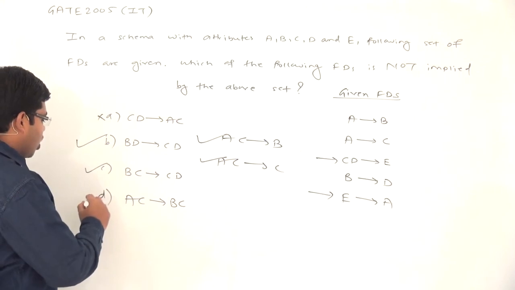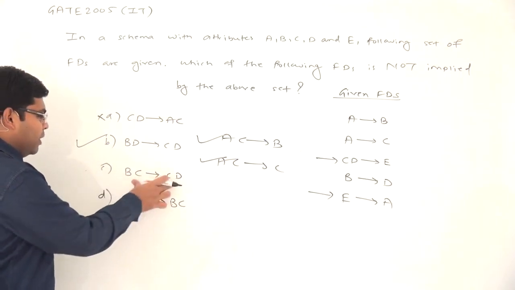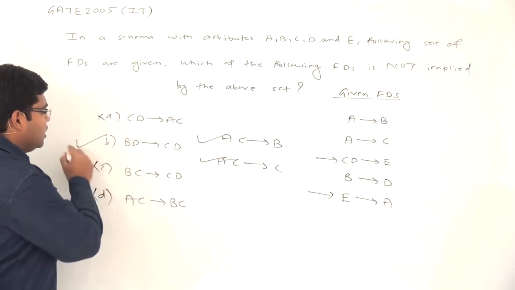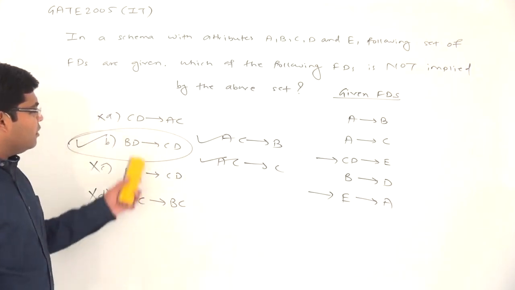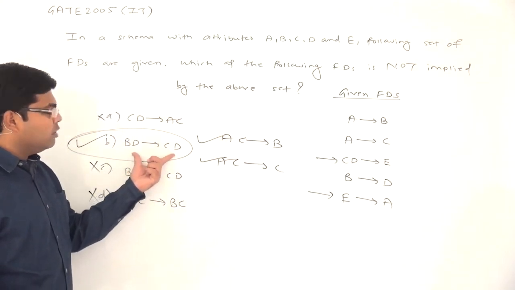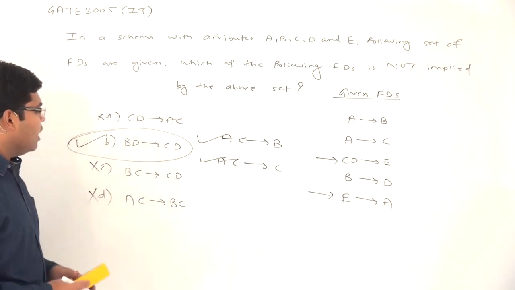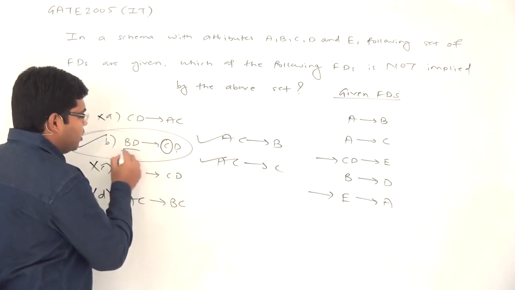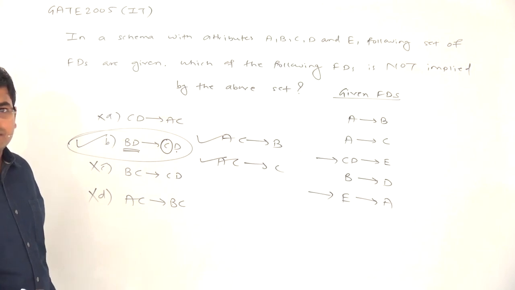That's why option D can be inferred, therefore it will not be the answer. Option C can be inferred, it will not be the answer. There is only one option, B, whose FD cannot be inferred from the given set of FDs. And so BD gives CD will be the correct answer. And the reason is you can obtain D but you cannot obtain C from the value of BD. That's it.